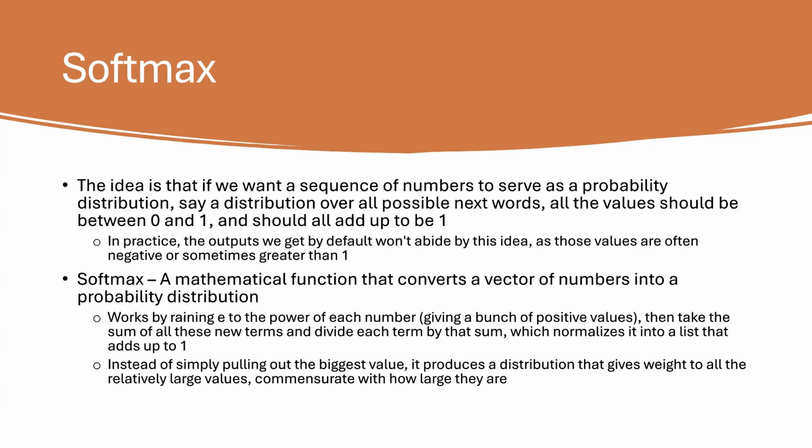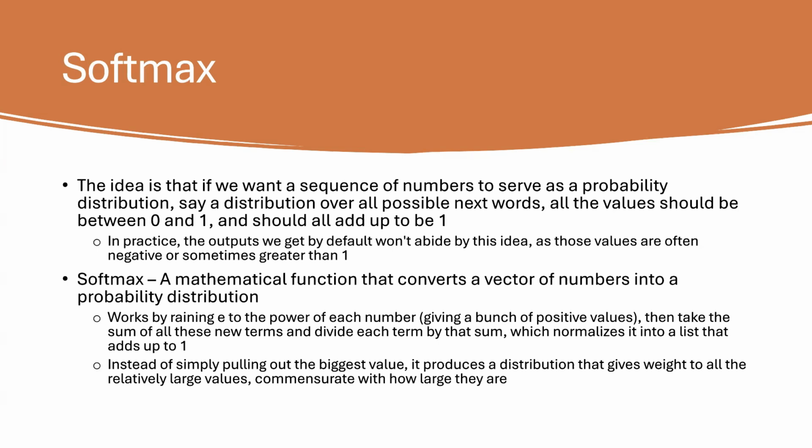However, in practice, the outputs we get by default won't fit this idea, as those values are often negative or sometimes greater than 1. And this is where softmax comes into play. Softmax is a mathematical function that converts a vector of numbers into a probability distribution.